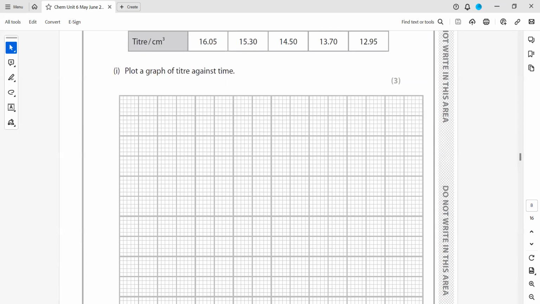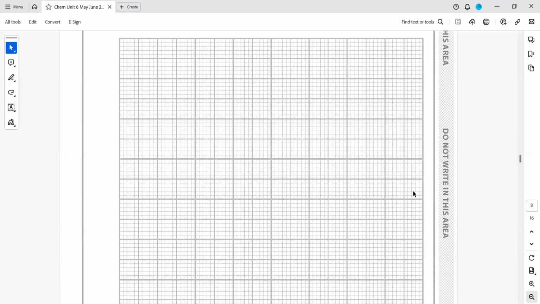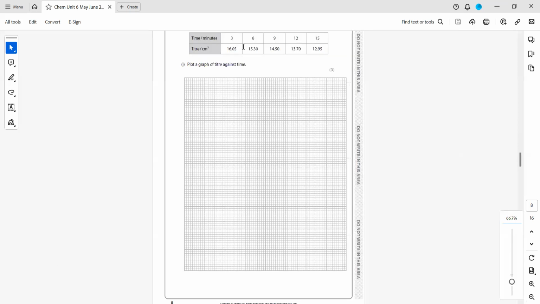So the shape of the graph: with the passage of time, the amount of titre which we need is decreasing. And it will be a linear graph, with time on the x-axis and the amount of titre on the y-axis. After 3 minutes we need more titre, after 6 minutes relatively less. And it's a linear relation, so what will be the shape of the graph?